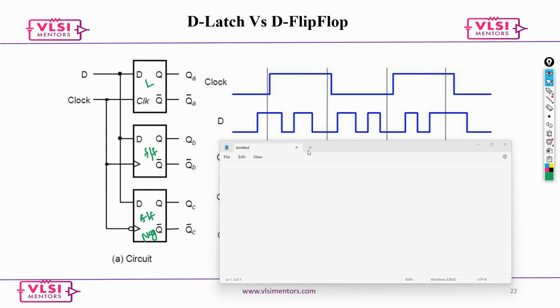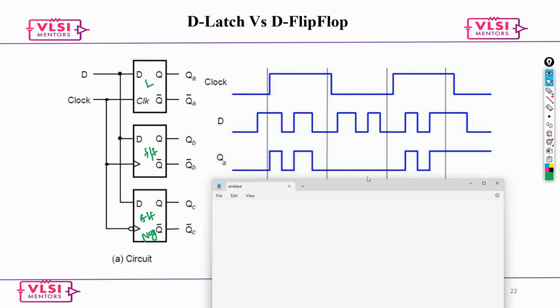Yes, sir. Okay, so let's go one by one. What did we discuss for the latch? Whatever is there during this edge, it is exactly going to be copied. So from here to here, it would be exactly copied. Now you see here. It is a D latch, output QA.